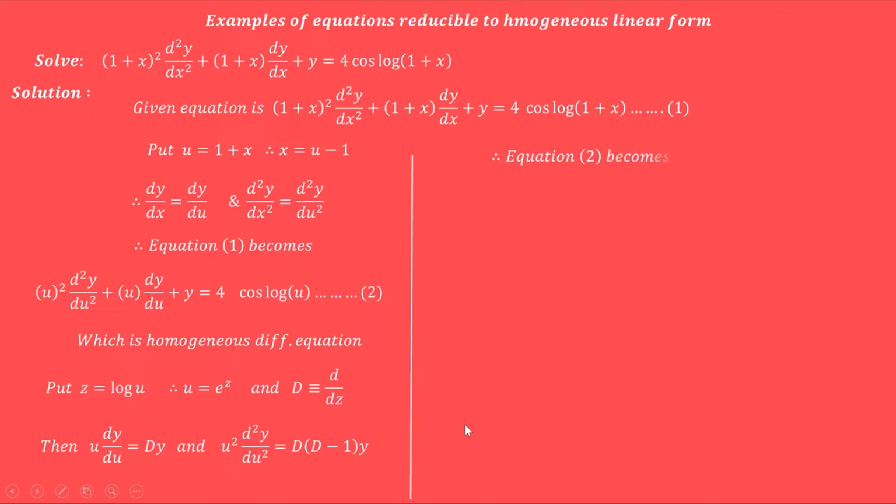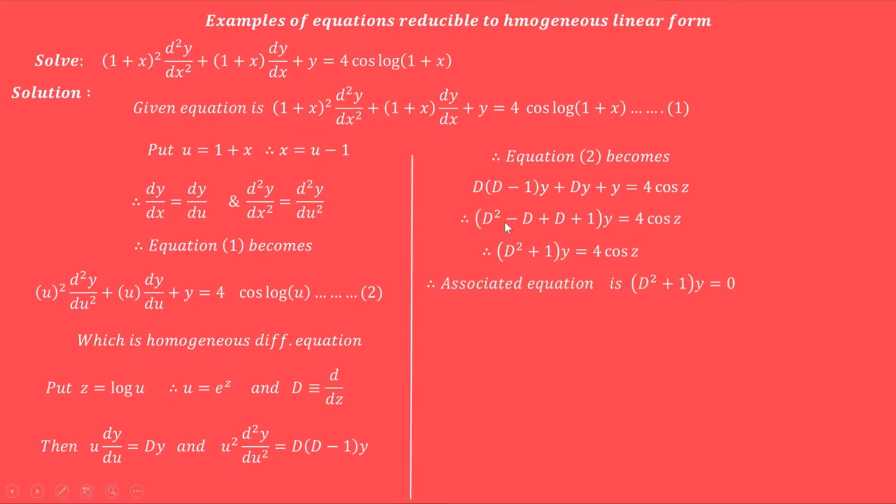And therefore this equation 2 becomes D into (D minus 1) into y plus D into y plus y equal to 4 cos of log of u, which is z. So we get this one. Take out y as common and D inside 1. So we get this one, plus D minus D get cancelled. So we get (D square plus 1) into y is equal to 4 cos of z.